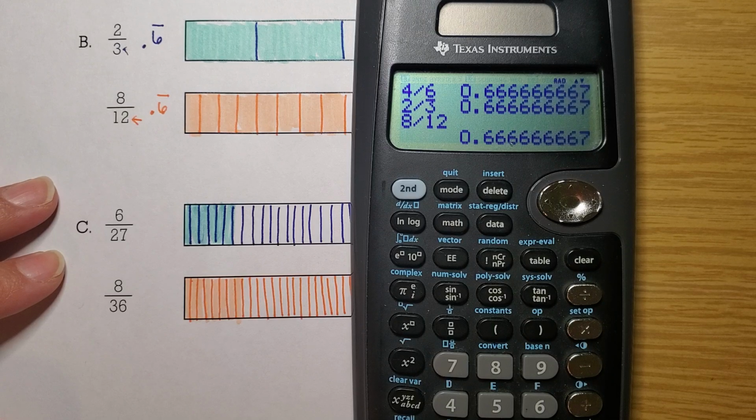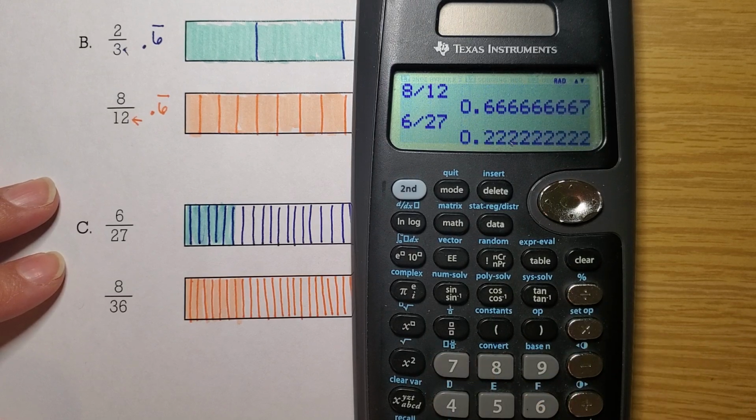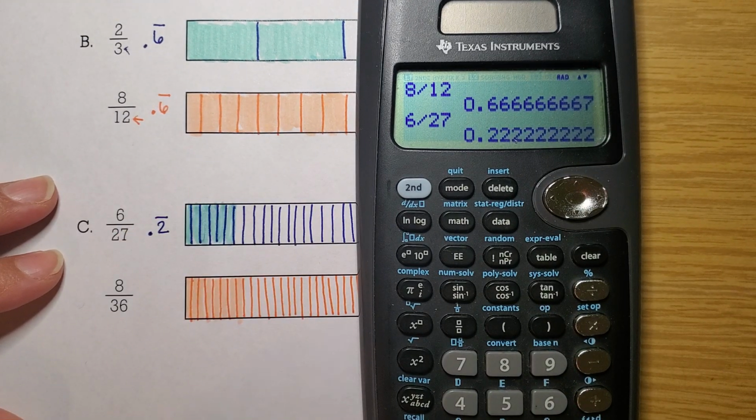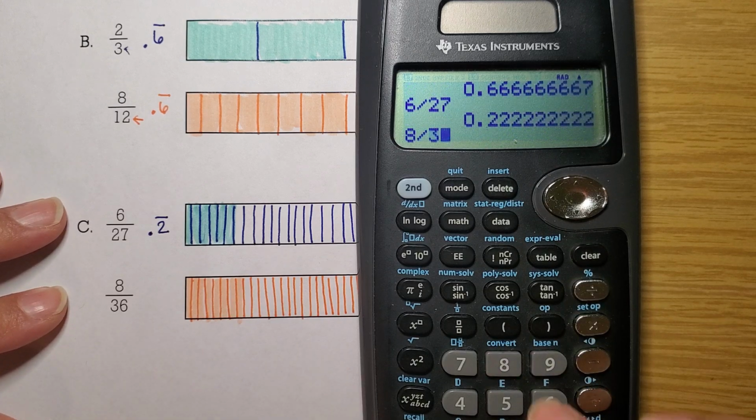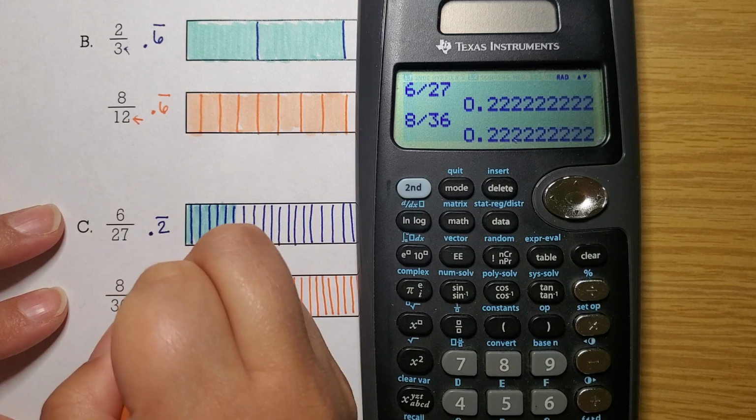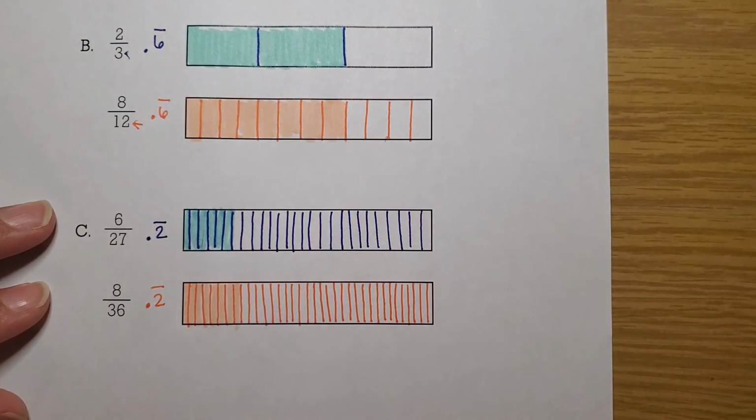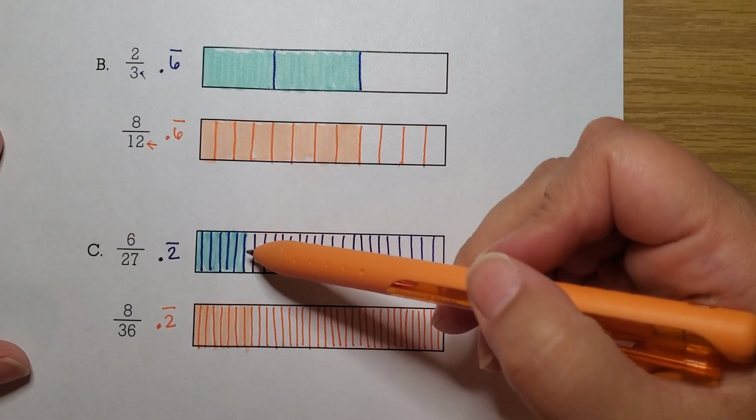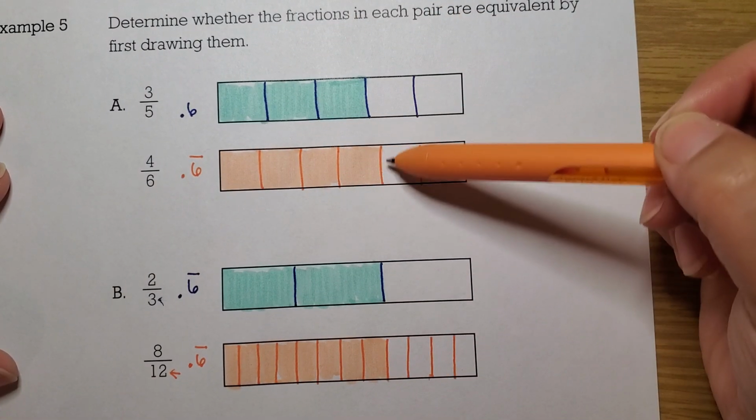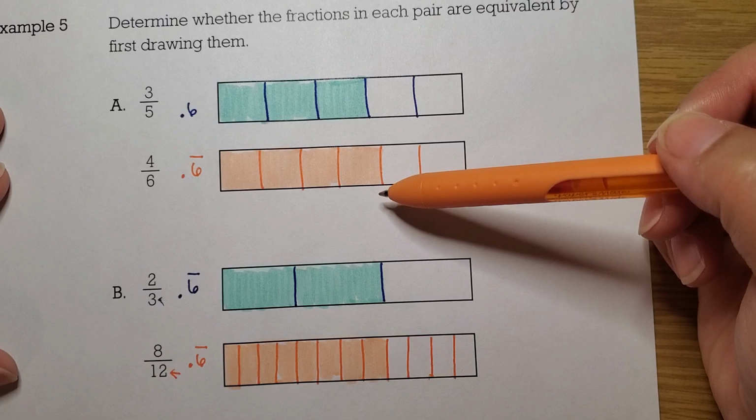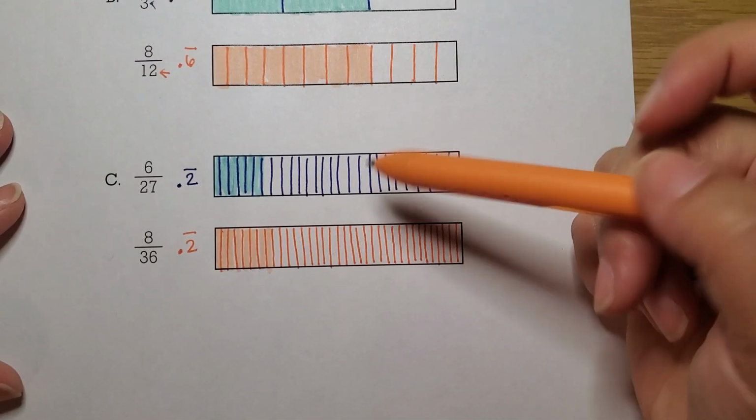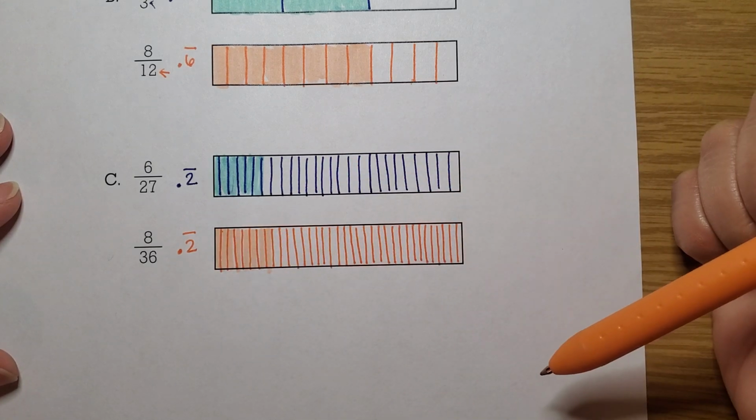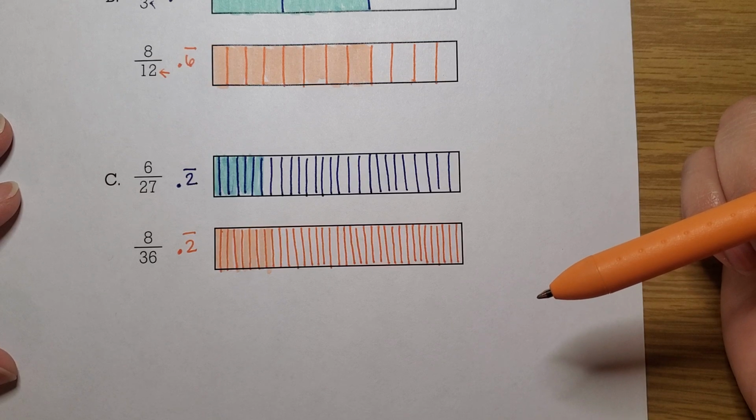All right, let's see how we did here. So 6 divided by 27, 0.2 repeating. And let's take a look at 8 out of 36. Also 0.2 repeating. All right, so we can kind of see on this picture, when I compared these two, it was looking kind of similar to up here where they looked like they were pretty close where they ended, but the orange looked bigger. And that's kind of what I was noticing here. But it looks like because we had to break them up into so many pieces, that may have been why.